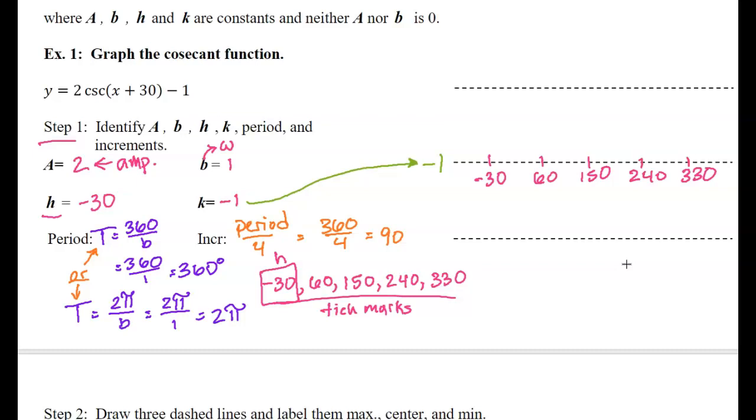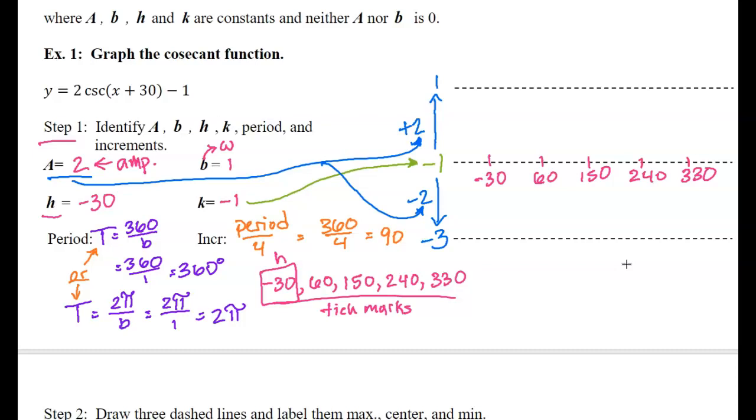How do we find where the top line is located? Right, yes. We take the A value and we add it to that K value of -1. So -1 plus 2 is 1. We do the exact opposite to get the bottom. We subtract 2. So our bottom line is at -3. These are from our amplitudes. I know there's a lot of lines going on here.